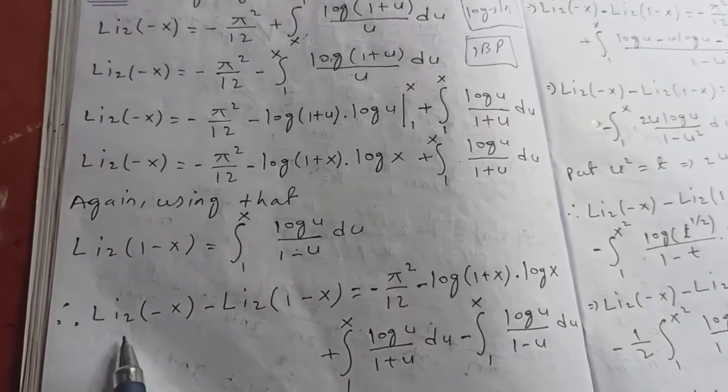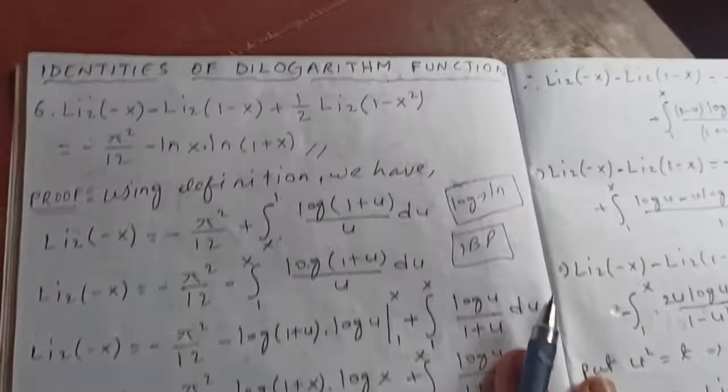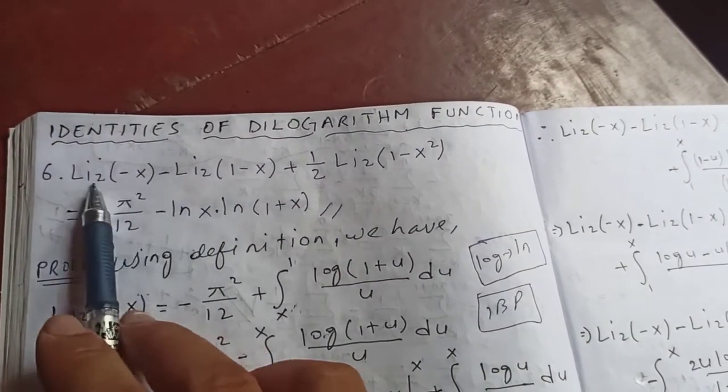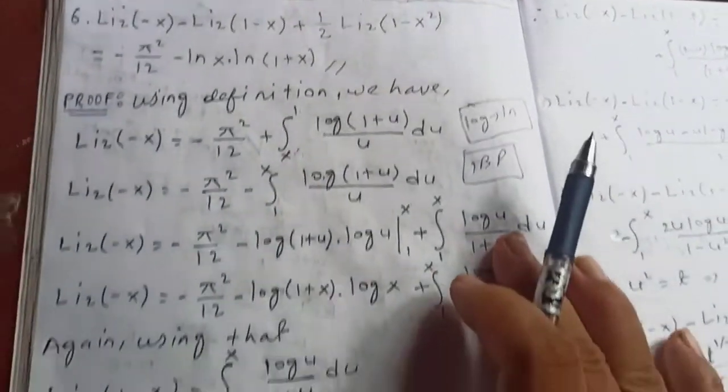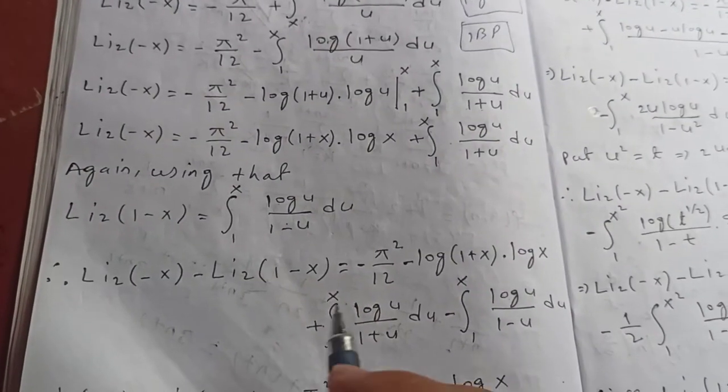Why do we subtract here? Because in our question it is a subtraction, so we are trying to get that one.